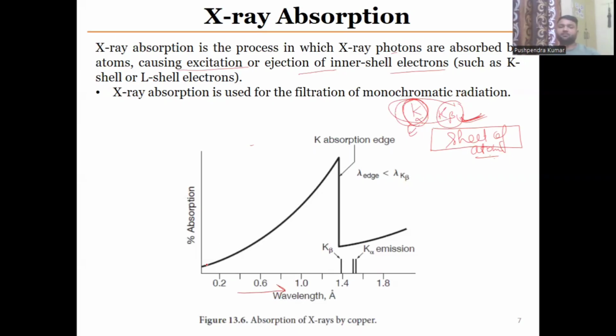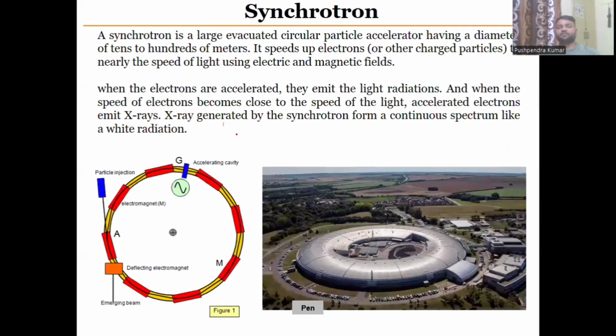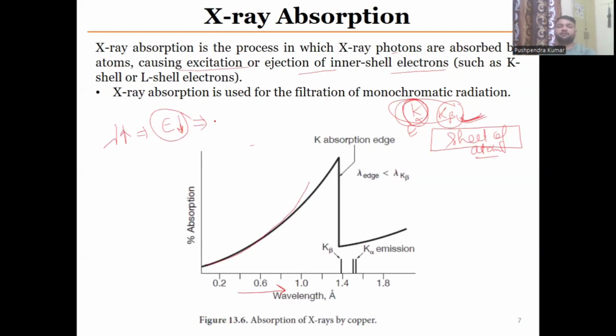As the wavelength increases, the absorption increases, because as the wavelength increases, the energy decreases. As energy decreases, absorption by the atoms increases. Or we can say reversely, if we decrease the wavelength, energy increases, and as energy increases, absorption decreases.